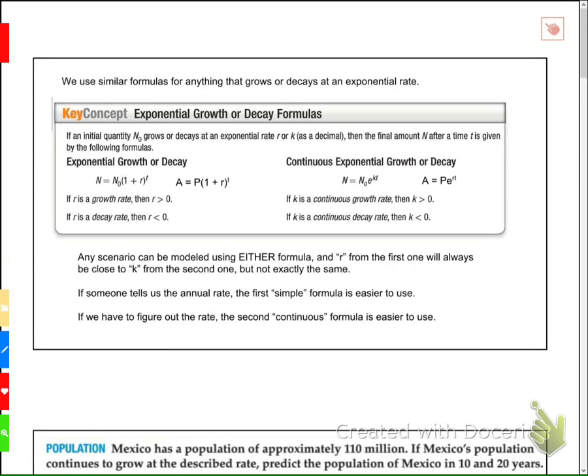Okay, this is the end of chapter 3. We're going to be looking at exponential growth and decay. We've got two different formulas you may be familiar with. I put the way the book called them, but right here is the one you're most likely familiar with.